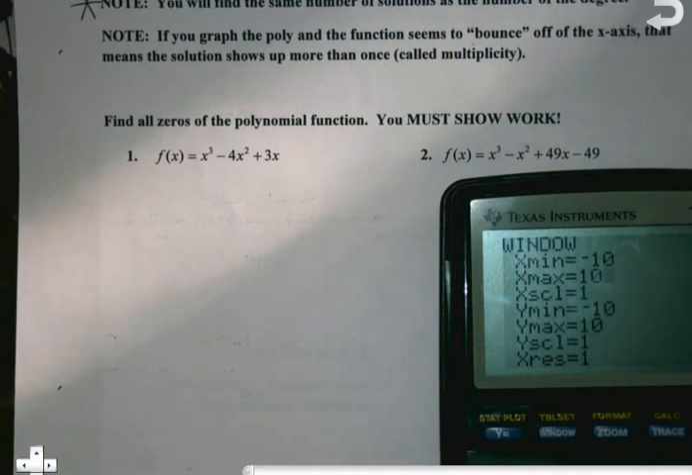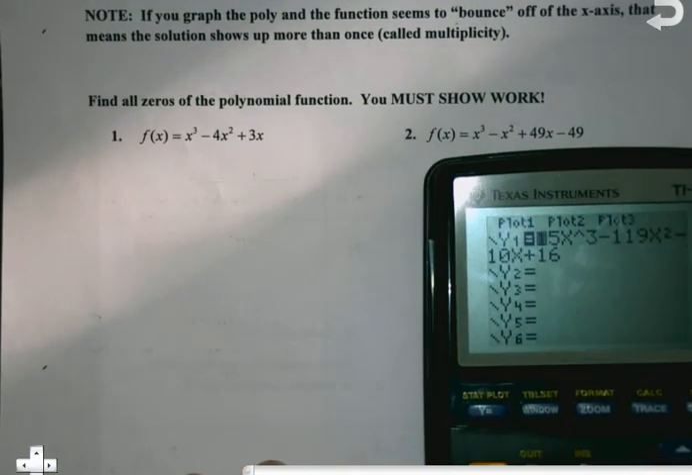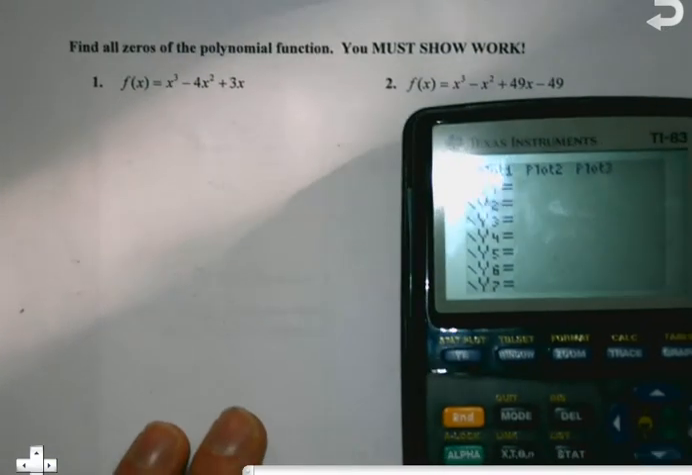Window, again, is up at the top of your calculator. If it's not looking like this, just type in the numbers so it does, because our main focus is going to be on the x-axis anyway. That's where our zeros are located. We want to find those intercepts. So once we've got that set, negative 10 to 10 for our x and y maxes, we're going to go back to the y equals.